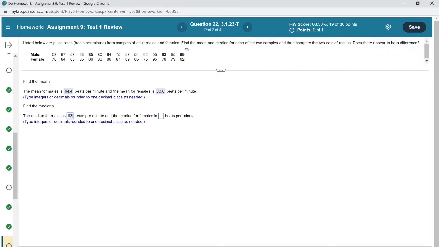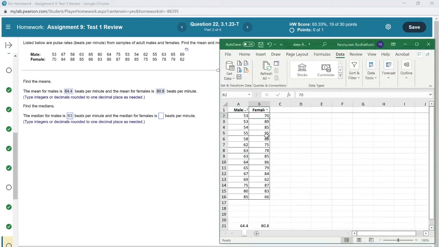And I'm going to do the same thing for the second one. The second column is not sorted, so I'm going to sort this. And now I'm going to find the data at the 8th position. 1, 2, 3, 4, 5, 6, 7, 8, which is 84.